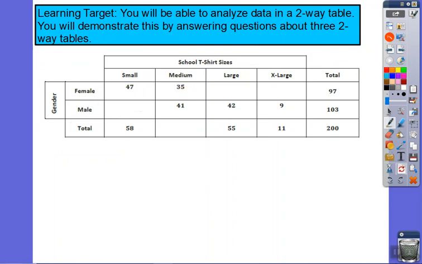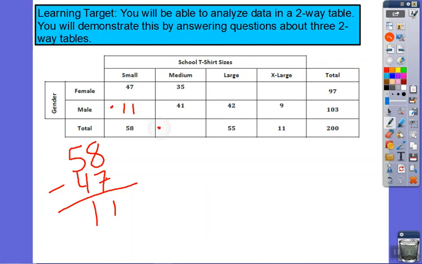Okay, let's just go left to right here. So I'd like to know how many males got a small. So I know that there are 58 total on the bottom, and I know that 47 of those are females that wear a small. So if I subtract, that's going to leave 11 that would have to be the males.